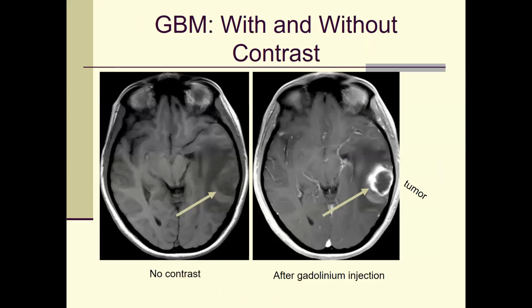This is an example of a glioblastoma. You can see that if you give contrast, this mass can be much easier to see because you have this white rim with a central necrosis. This kind of round shape of the lesion is the tumor itself.